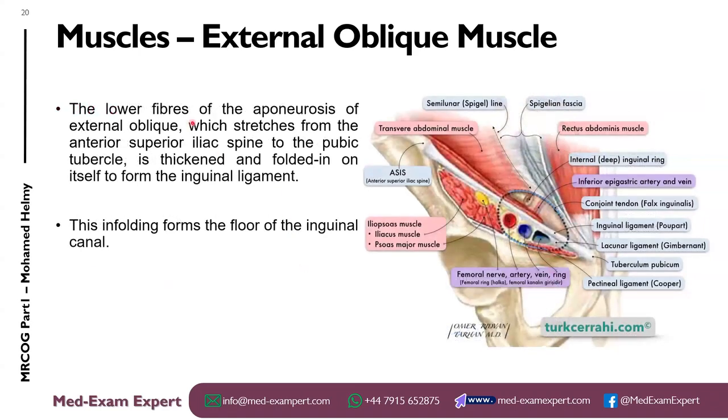The lower fibers of this muscle, or the aponeurosis of the external oblique, is stretching between the anterior superior iliac spine to the pubic tubercle. This is the lower fibers of this muscle. Okay, this is stretching from here, from the anterior superior iliac spine, this white line, until the pubic tubercle. We call it the aponeurosis of the muscle.